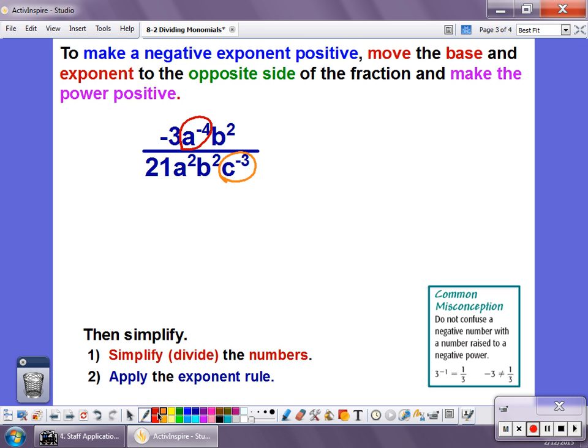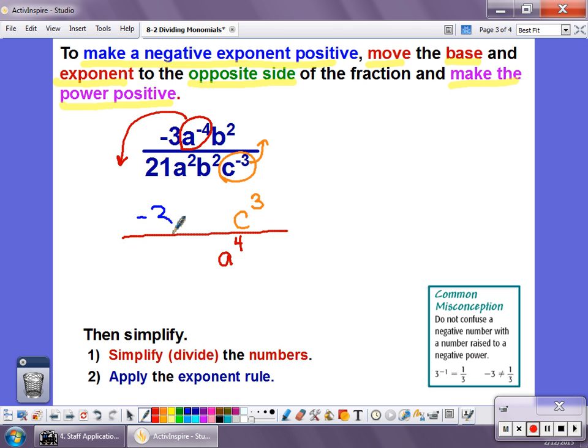So the easiest way to deal with a negative exponent is to make it positive. And to make a negative exponent positive, you move the base and the exponent to the opposite side of the fraction. That will make the power positive. So essentially what that's saying is, by me taking this a to the -4 and moving it down here to the bottom, that's going to end up being a +4. And I can take this c to the -3 and move it up here, and when I move it up top, it becomes positive.